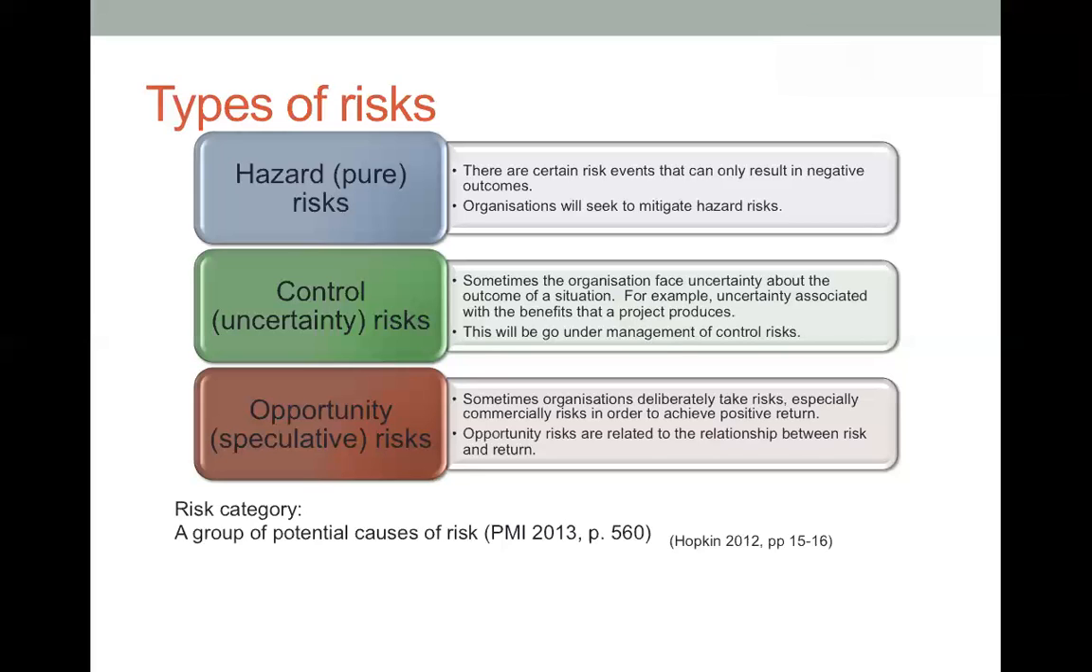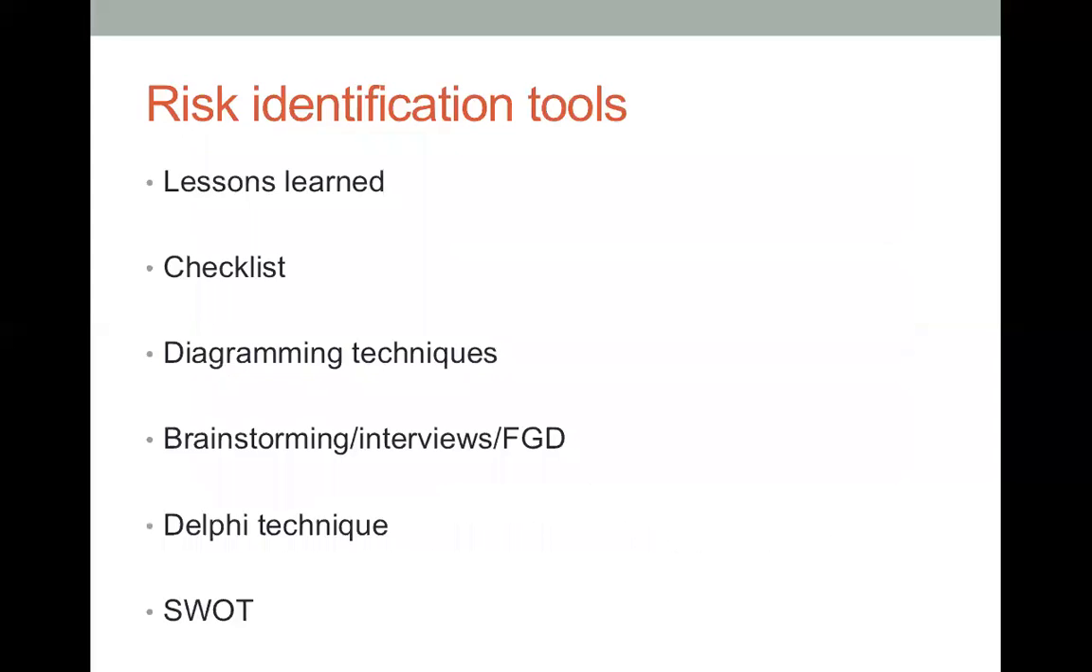Okay, so that's an example in terms of control risk, which is basically uncertain. The next one is basic opportunity or speculative risks. Speculative risk is basically taking that risk as an opportunity, which is basically the relationship between risk and return. Okay, so those are some classifications of risk, and you can refer to any of them for your assessment one as well.